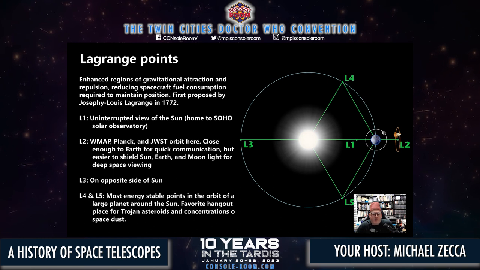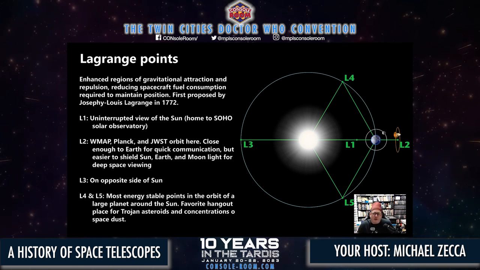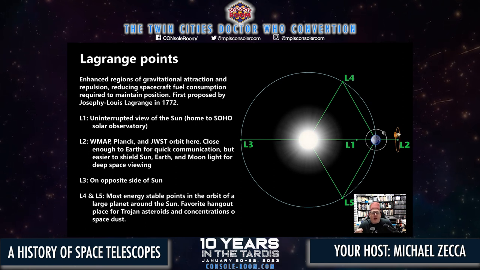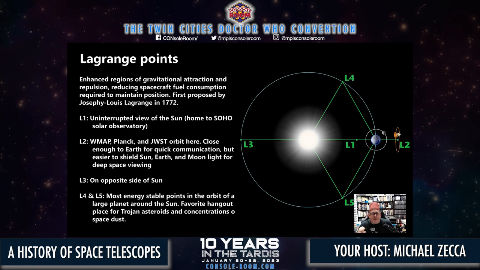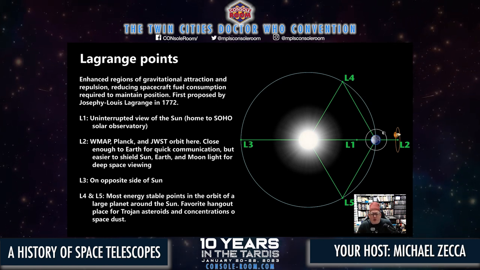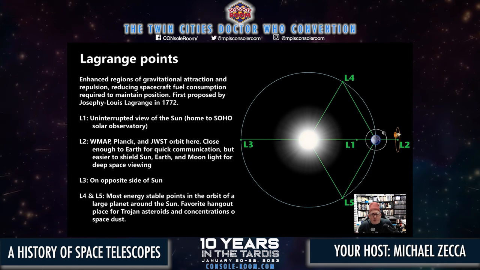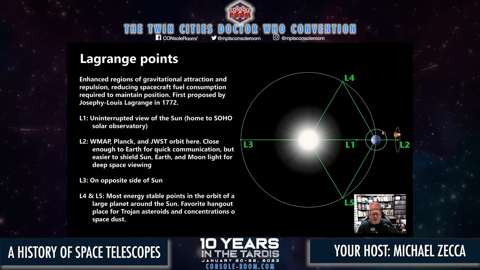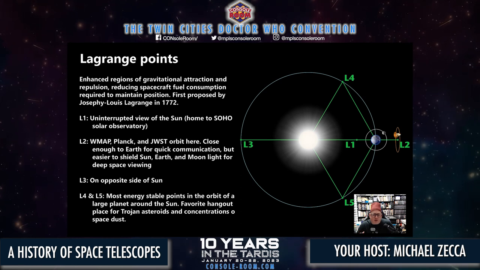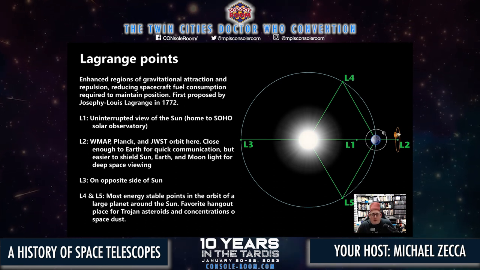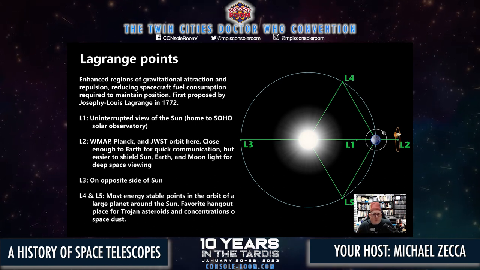So there are five points, L1, L2, L3, L4, and L5. L3 is far away around the other side of the sun. We've talked about putting space probes there, but it's a long distance to go to. L1 is closer to the sun than the Earth, and it's where the SOHO Solar Observatory is. It's a great place to look at the sun because you have an unobstructed view of it at all times. The Earth and the moon are not in the way. We don't want that for JWST. We want it in a cold place, so we put it behind the Earth in that L2 position.